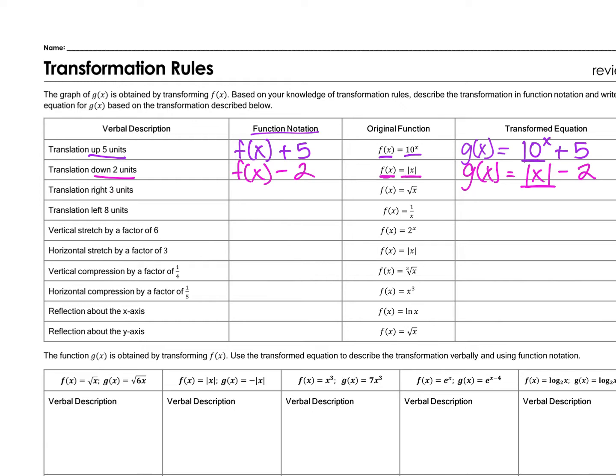Okay, looking at the next one, we're going right 3. Remember, when we have a horizontal shift left and right, it's always the opposite. So we're starting with square root of x. So under the square root, we're going right 3, so you would think add, but it's the opposite. So minus 3. Make sure that you put it under the square root. And then, instead of square root of x, we're putting f of x. So I'll need f, but now, since I'm having to put minus 3 under the square root, I need the minus 3 inside the parentheses with the x.